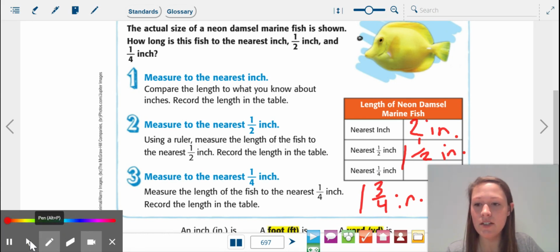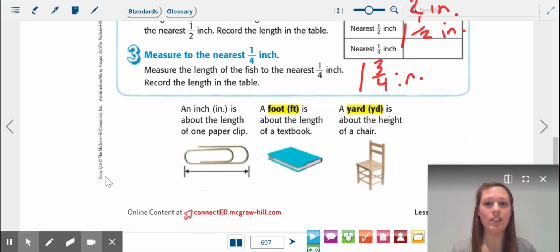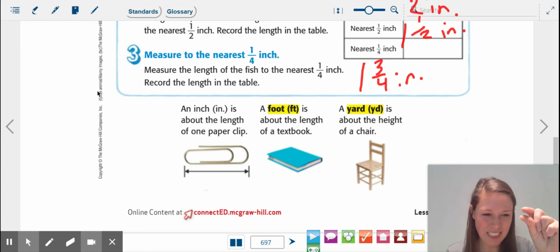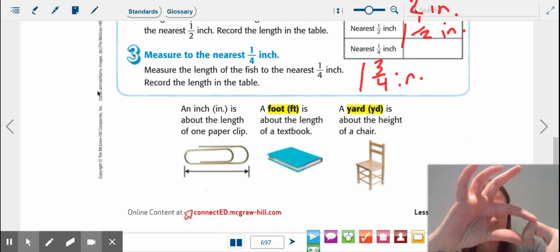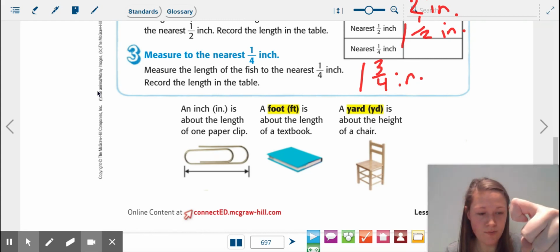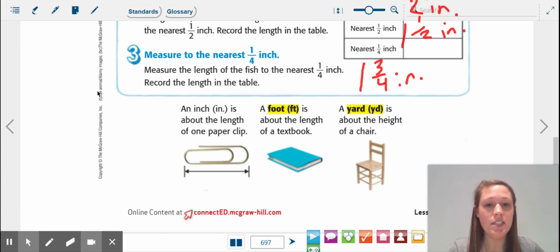Okay. All right, and down here, inches is about the length of a paper clip. So not the really tiny paper clips, but a normal paper clip, okay? And then also, if you look at your knuckles, from this knuckle to this knuckle, it's about an inch, okay? A foot is about the length of a textbook. So the textbook you're working in, okay, it's about a foot.